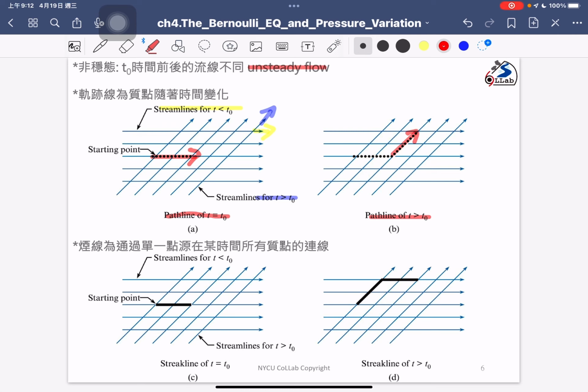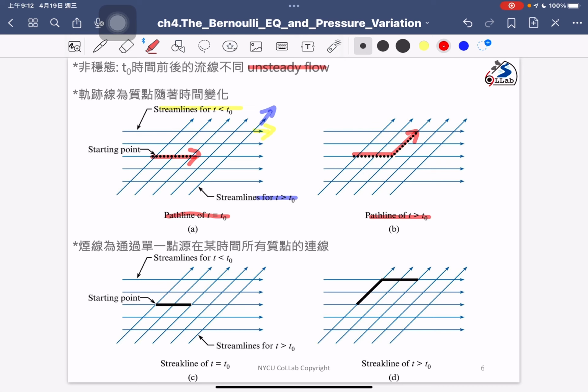So finally, what's your path line? The path line first goes to the right and finally goes up. So the red line showing here is our path line. So what's the path line? The path line just connects all the fluid particles at different times. So this is the path line.